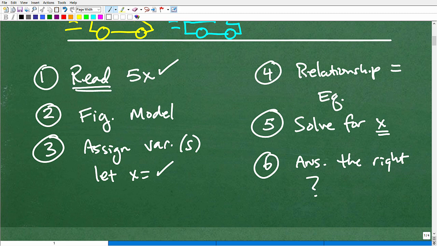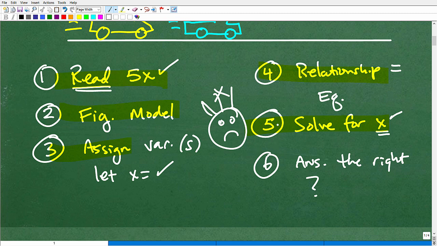Because I've seen students go through all this process, beautiful. They'll solve for X, they'll give me their answer, and then I have to take points off, and they look like this, and they're like, what are you talking about? I solved the right answer. Yes, you solved for X, but you didn't answer the question. Oftentimes when you solve the equation, that's not answering the question.